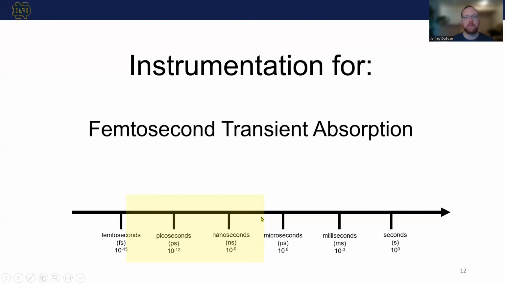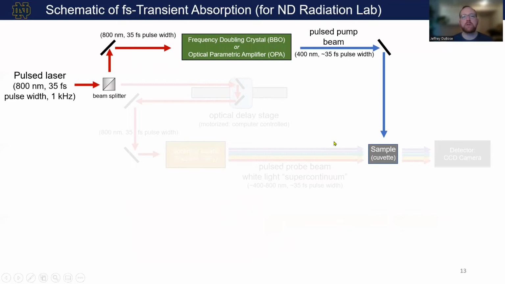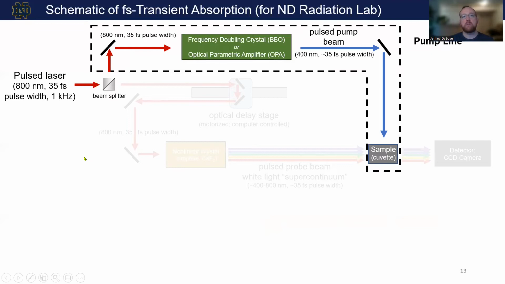Okay, so here's a schematic of the femtosecond transient absorption setup at the Notre Dame Radiation Lab. I've blocked out part of the actual total schematic because things get a little more complex and confusing here. But let's first focus on this, which is the pump line. So we have our pulsed laser. It's an 800 nanometer, 35 femtosecond pulse width laser with about a 1 kilohertz repetition rate.